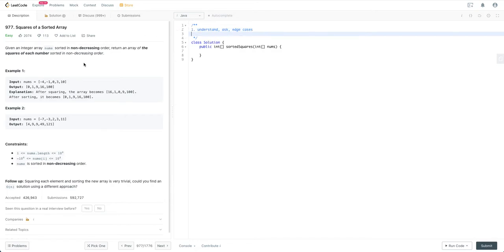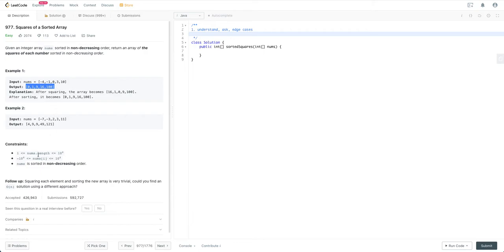Given an array nums sorted in non-decreasing order, return an array of the square of each number, also sorted in non-decreasing order. So example 1, we have -4, -1, 0, 3, and 10. The output is going to be 0, 1, 9, 16, and 100.